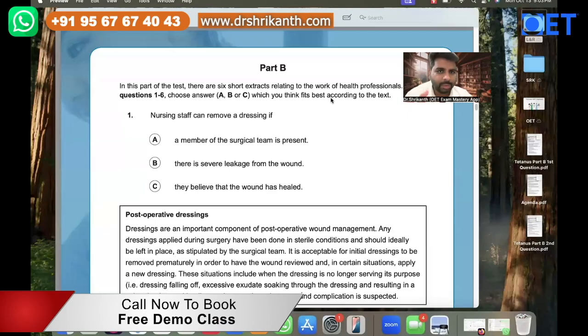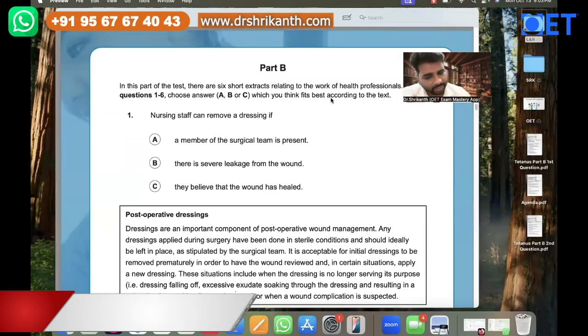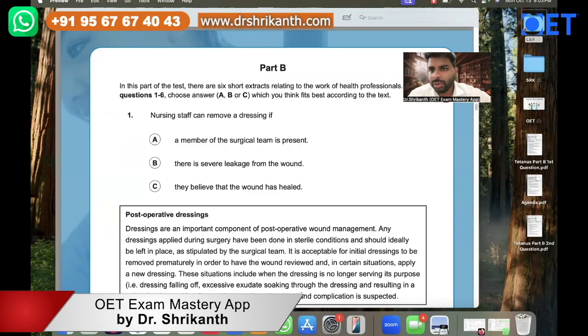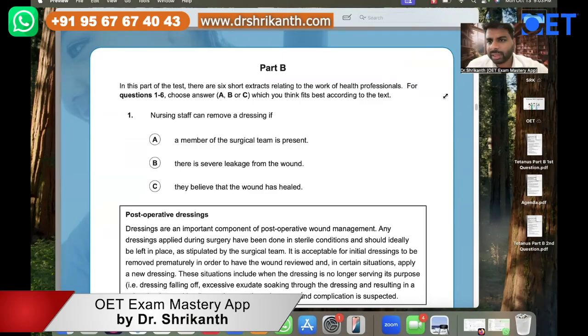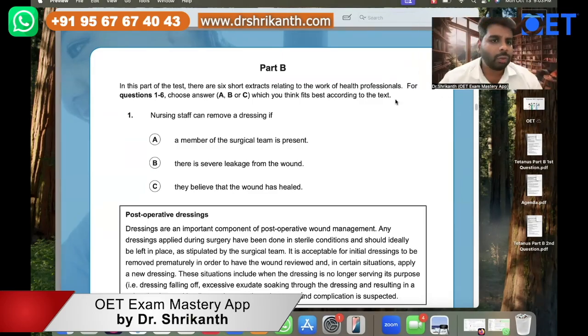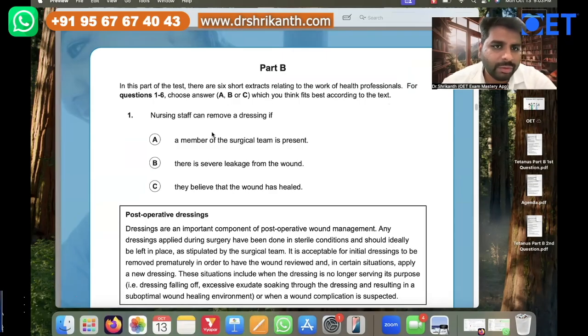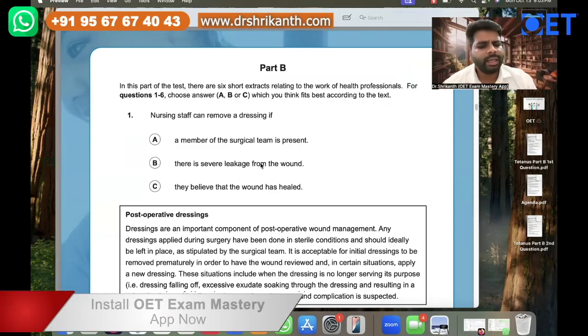So basically, this particular question paper has been taken from one of the textbooks of Cambridge University. Right. So we will be discussing in detail two types of questions in OET Reading Part B. This will be the first question we'll be discussing. And again, it will be a very interactive session.